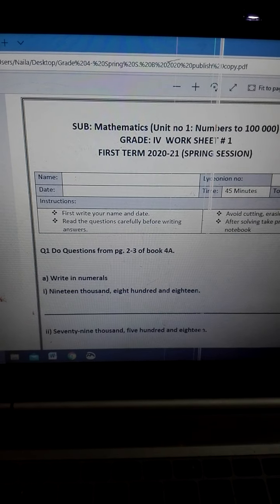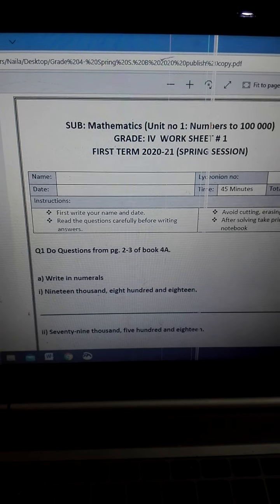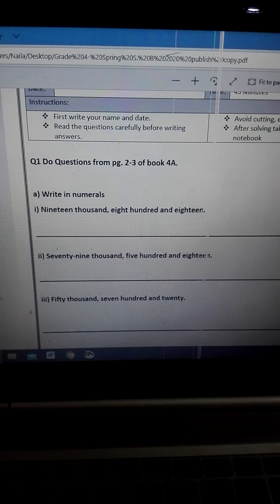Grade 4, Worksheet 1, First Term 2020 to 21, Spring Season. Question number 1. Write in numerals.